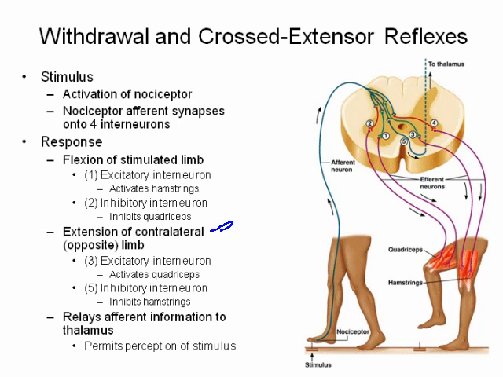So the extension of the contralateral limb is produced by a couple of other interneurons again. Interneuron 3 is an excitatory interneuron that's going to activate the quadriceps. And interneuron number 4 is an inhibitory interneuron that's going to inhibit the hamstring. So we're extending this limb to put weight on it. The only thing that's more complicated about this reflex than the muscle spindle or stretch reflex is that we now have a collection of 4 different interneurons.